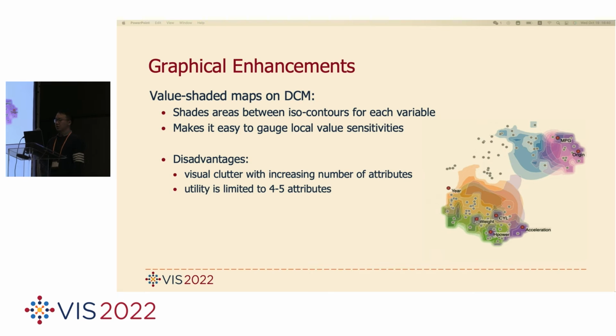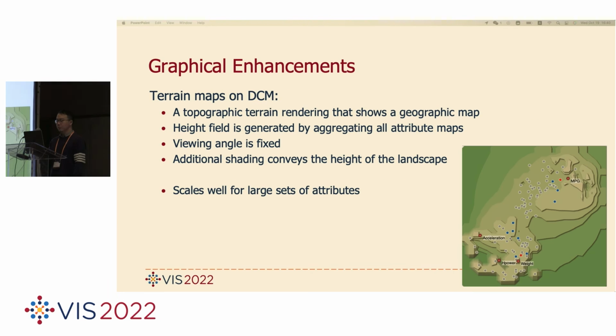However, with the increase of attributes, color blending and mixed contours can be confusing, resulting in the problem of interpretability. So here is an example. It's hard for people to read this map at dense areas. The utility of this enhancement is limited to 4 to 5 attributes by experience.